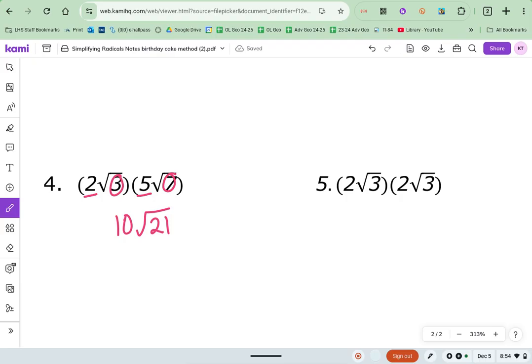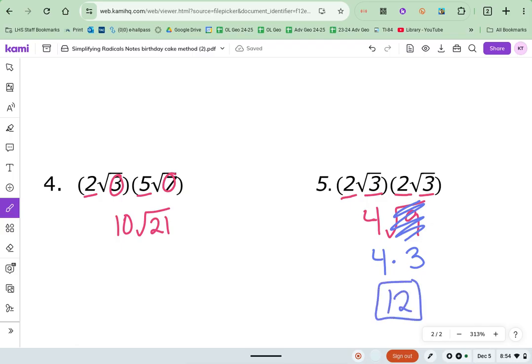So number 5, the 2 and the 2 are outside, so 2 times 2 is 4. The 3 and the 3 are inside, so 3 times 3 is root 9. And this one we know how to simplify a little bit more because what is the square root of 9? 3. So really this is 4 times 3, because we're replacing the root 9 with a 3. And what is 4 times 3? 12. So this one is 12.